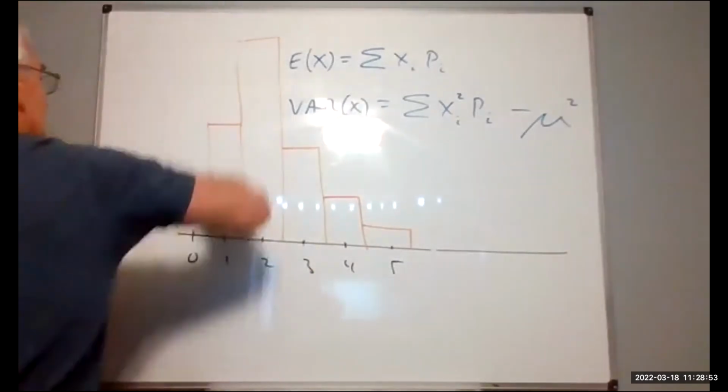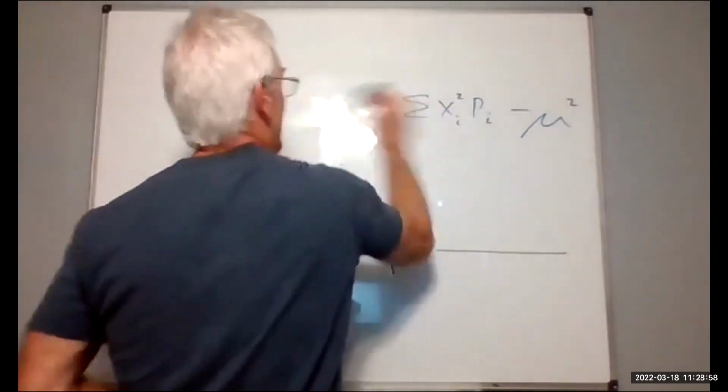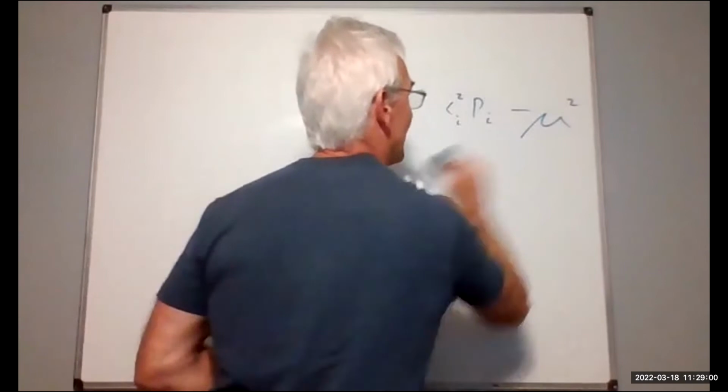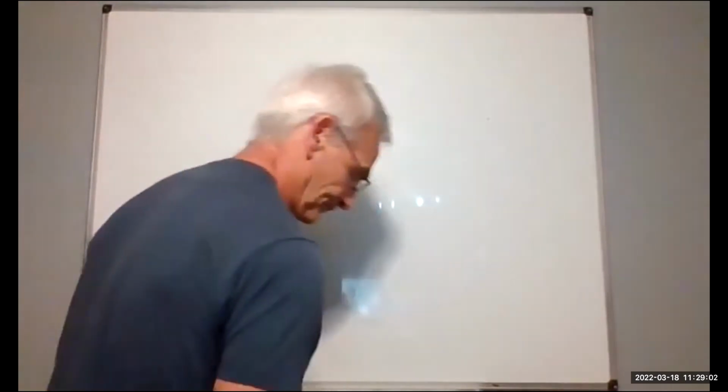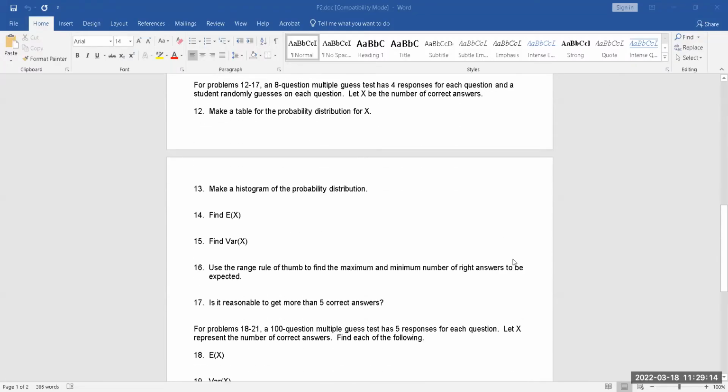Now we're going to do the binomial problems, which at this point most of you have gotten really fast and really good at. Let's go back to that. Make sure I'm at the right one. All right, so now we're going to do a multiple guess test. There's an 8-question multiple guess test, A, B, C, D.